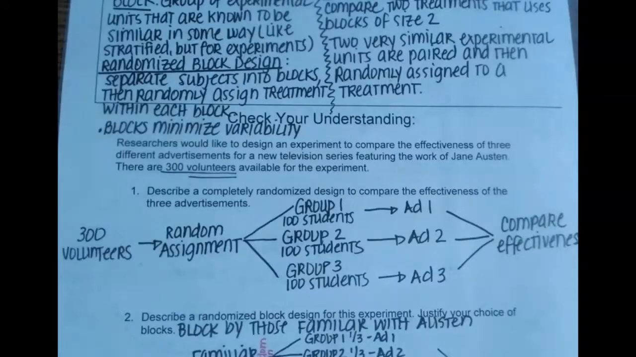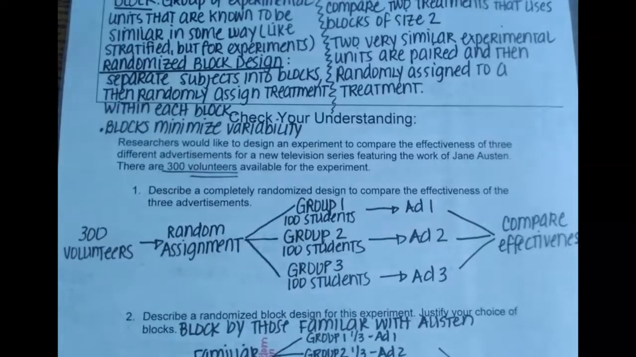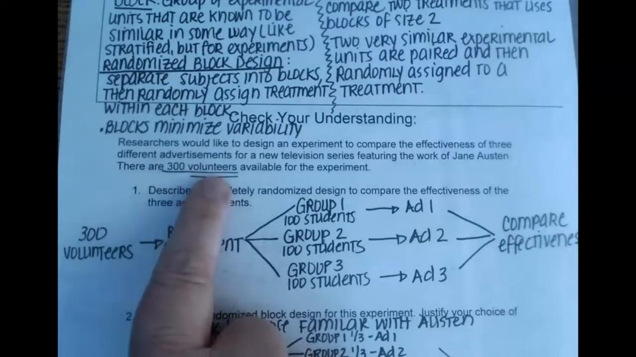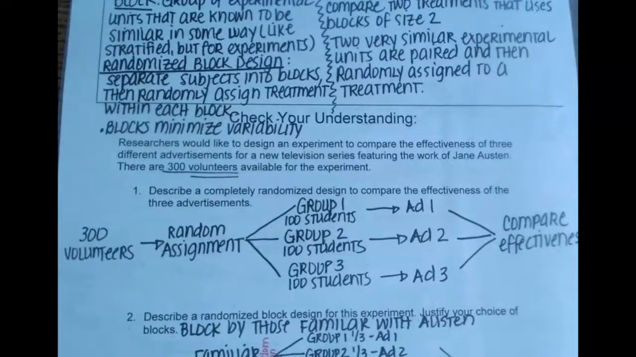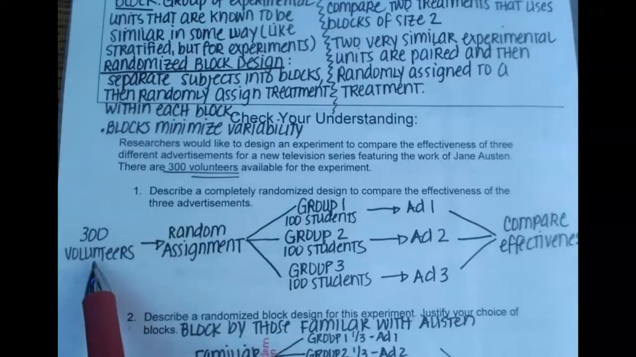All right, so let's take a look. So we're talking about researchers designing an experiment to compare the effectiveness of 3 different advertisements for a new television series featuring the work of Jane Austen. So there are 300 volunteers. Volunteers can create some bias. That's why we're going to need some random assignment here, because sometimes you just get who you get for an experiment, and a lot of times they're volunteers. So we have our 300 volunteers. Make sure you did not say this is an SRS, because we were told this was 300 volunteers. Okay, we're going to do a random assignment.